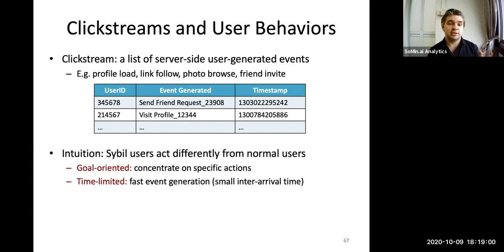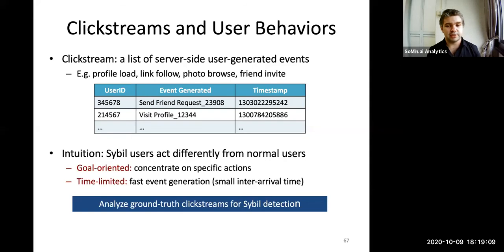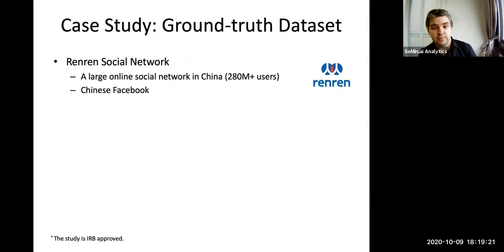And if the message is the same, if the time distance between messages is short, or even is the same interval, then of course this kind of activity will be detected and triggered. So what you can do is analyze some ground truth clickstream for Sybil detection.